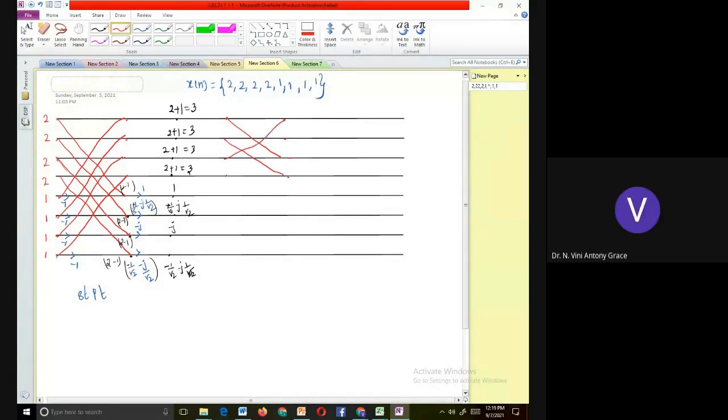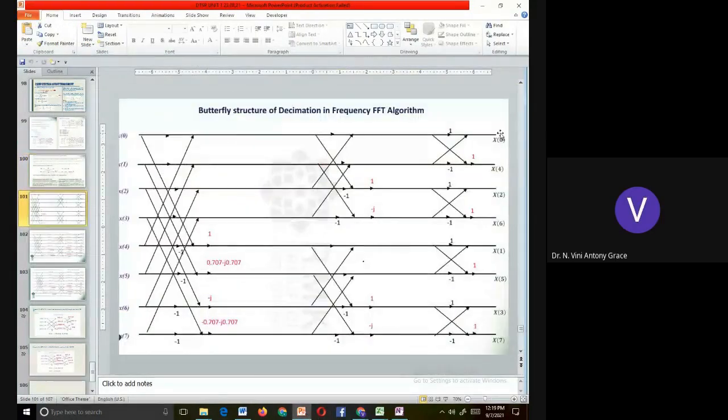That is the answer and that is in bit-reversed order. As I told you, the answer that we get will be in bit-reversed order like this. This sample will be 0, this sample will be 4, this is 2 and this is 6, then 1, 5, 3 and 7. This will be in bit-reversed order.